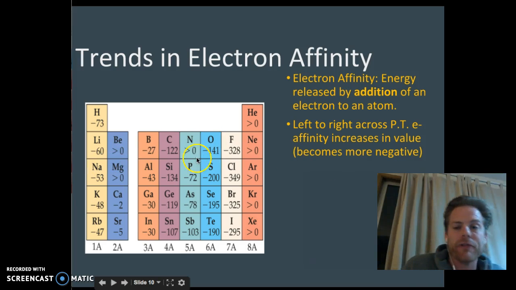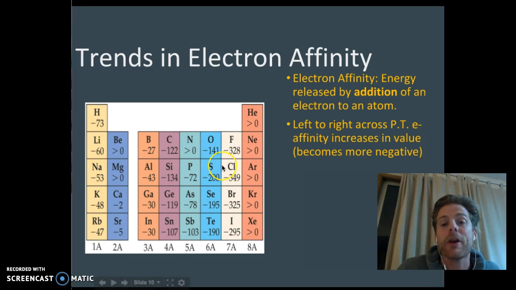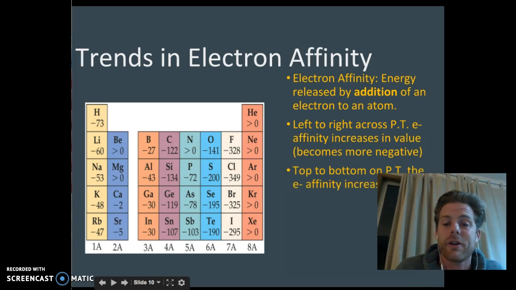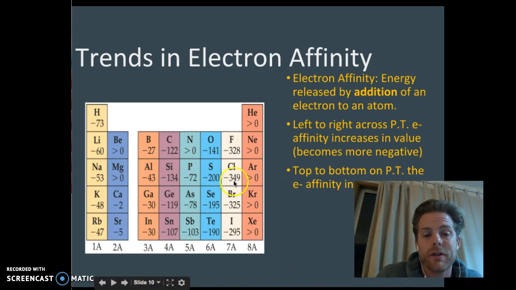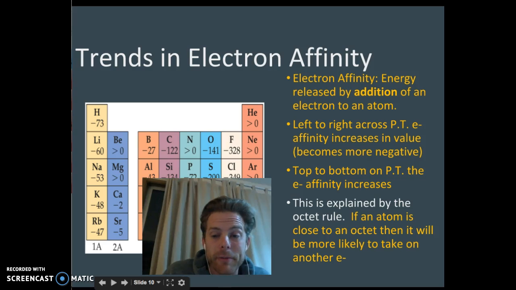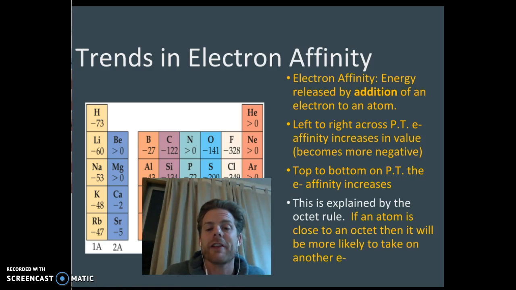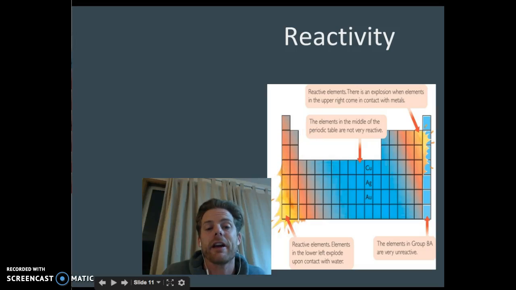So moving from left to right across the periodic table, the electron affinity increases. That's because these halogens are so stoked. These guys over here, they can kind of care less. They're not too stoked on it, but these guys are so stoked. And also top to bottom on the periodic table, this increases as well. This is explained by the octet rule. If an atom is close to the octet, then it will be more likely to take on another electron.